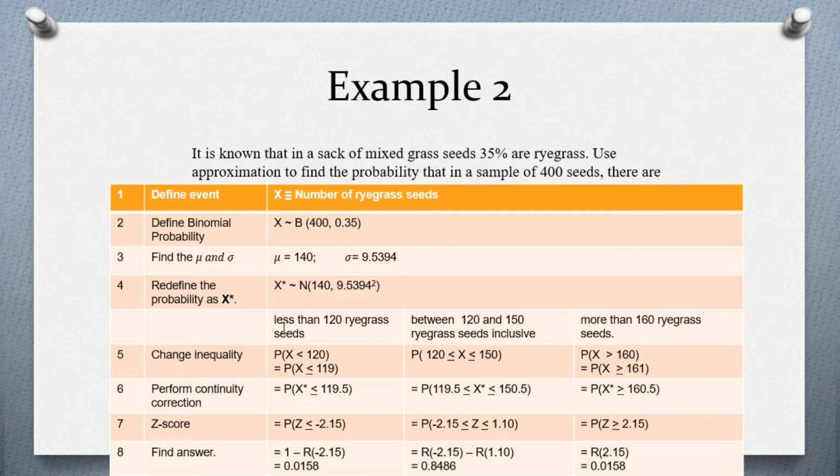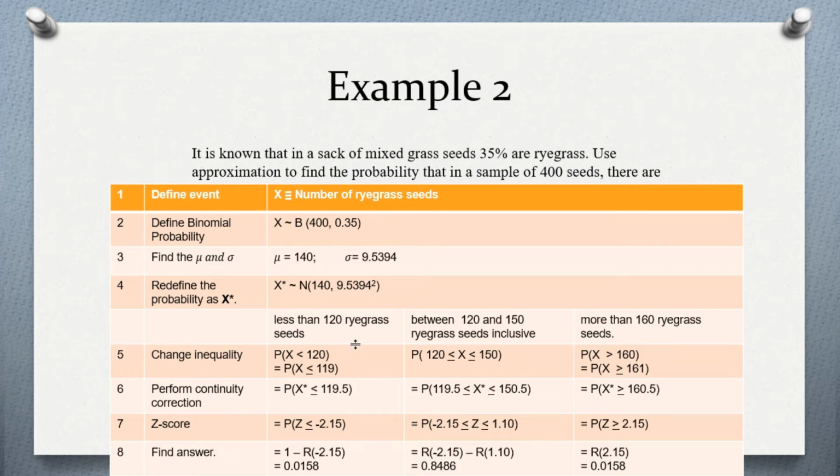Okay? So now, less than 120. So write it the way you see it. Less than 120 ryegrass seeds is P(X less than 120). Then it will be less or equal to 119. Because originally this is binomial distribution, right? So if less than 120 seeds, I'm talking about how many seeds? Less or equal to 119.